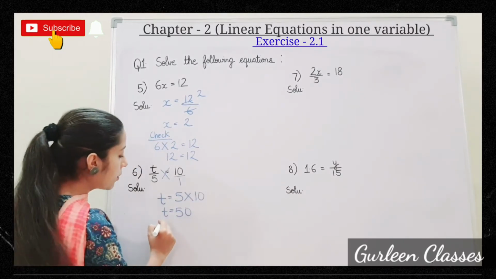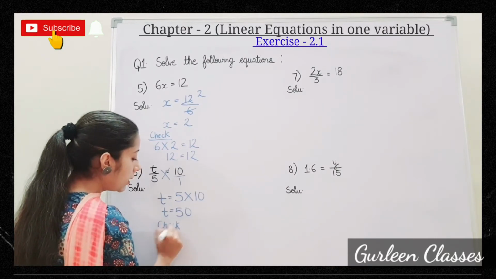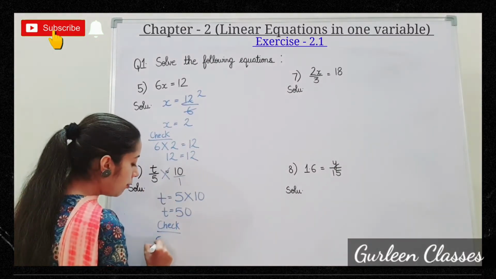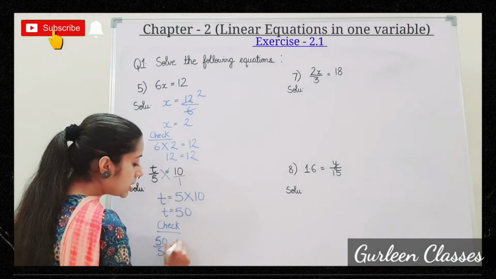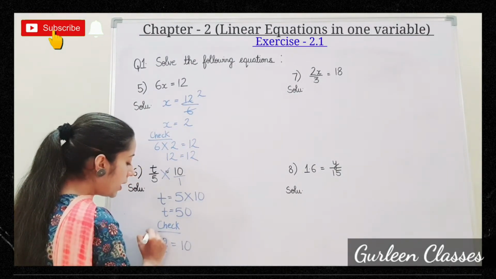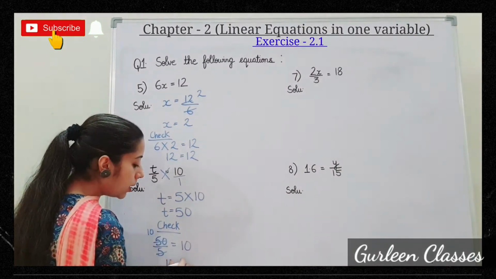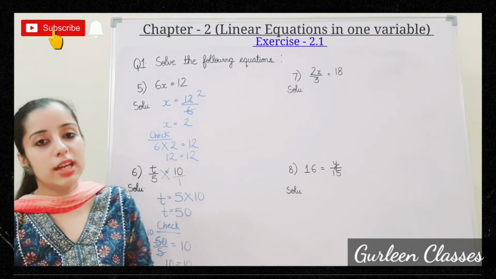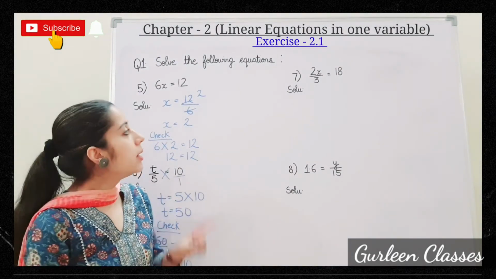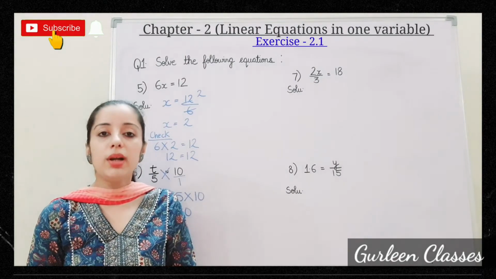Let us check. So right here, check. t upon 5. 50 upon 5 is equal to 10. 5 tens are 50. So 10 is equal to 10. Hence verified.